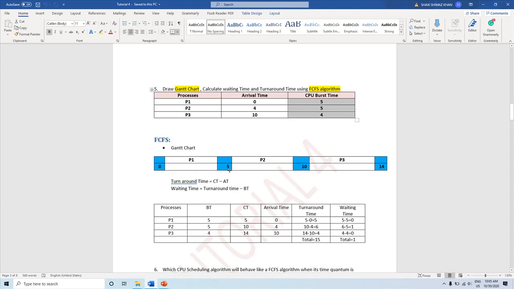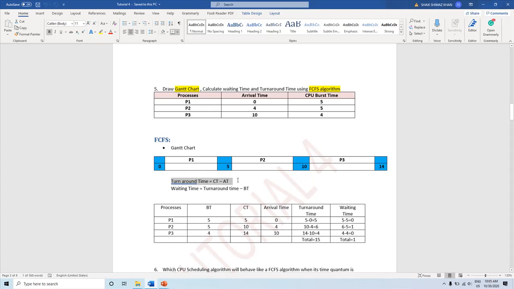So once the P1 finishes at 5, P2 gets the CPU from 5 to 10 millisecond it runs. Then process 3 runs third, 10 plus 4, 14. Now let me show another way of calculating the waiting time. The same technique only, but this is more organized in a tabular form. It's easy to compute for you.